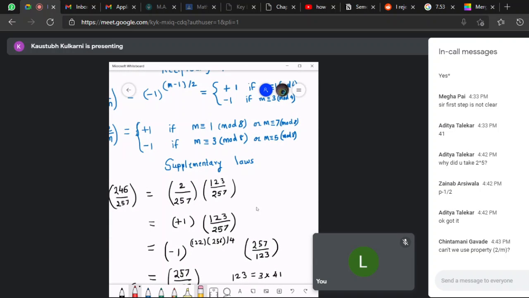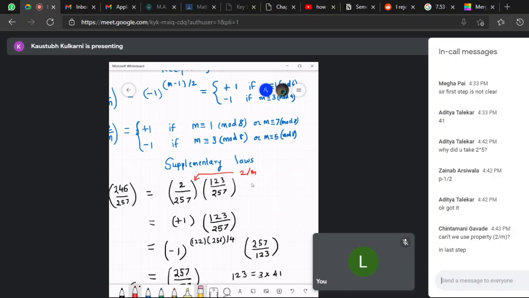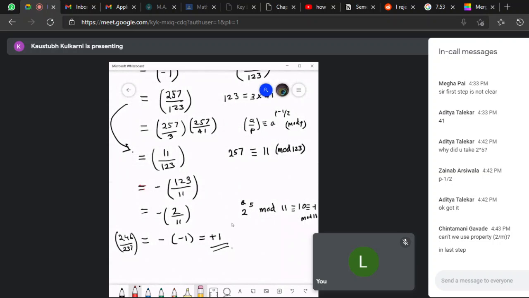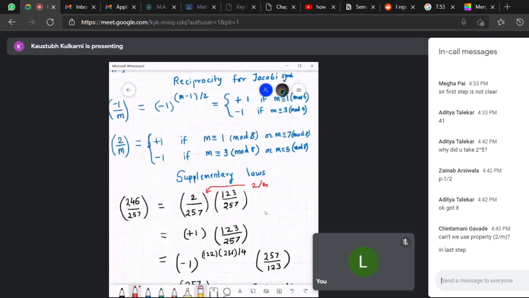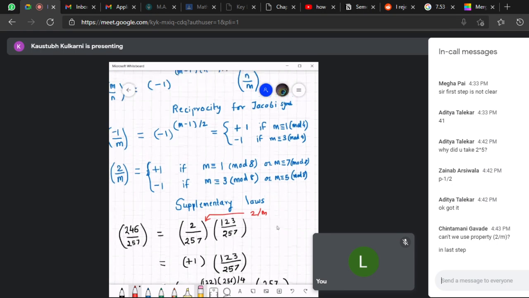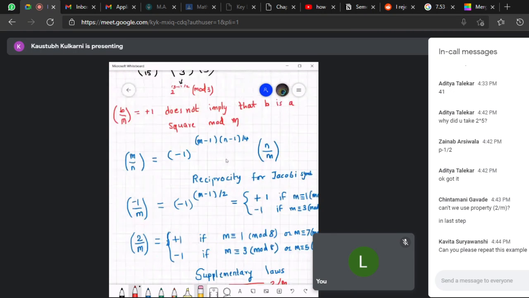Can't we use the property 2 upon m? We did use the property 2 upon m. At the first stage itself we used 2 upon m. In the last step, yes, we can use that as well. So if we use 2 upon m, 11 is congruent to 3 mod 8. Therefore, it is minus 1. Yes, good observation. So we can use this as well. Either we can use the Legendre's symbol definition or we can use this.